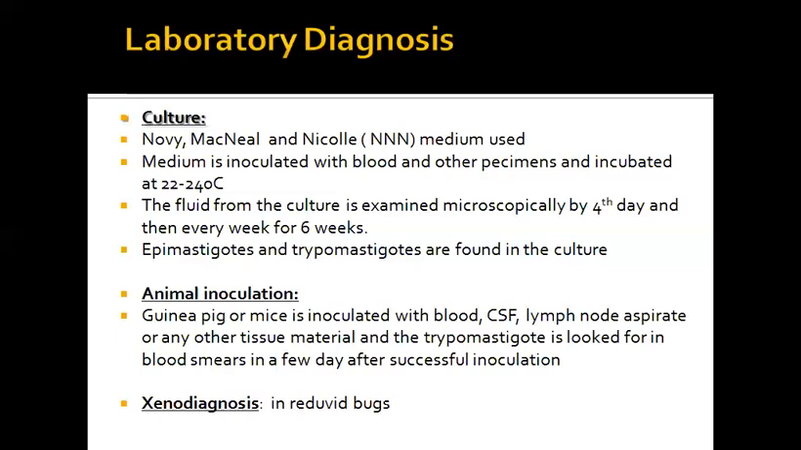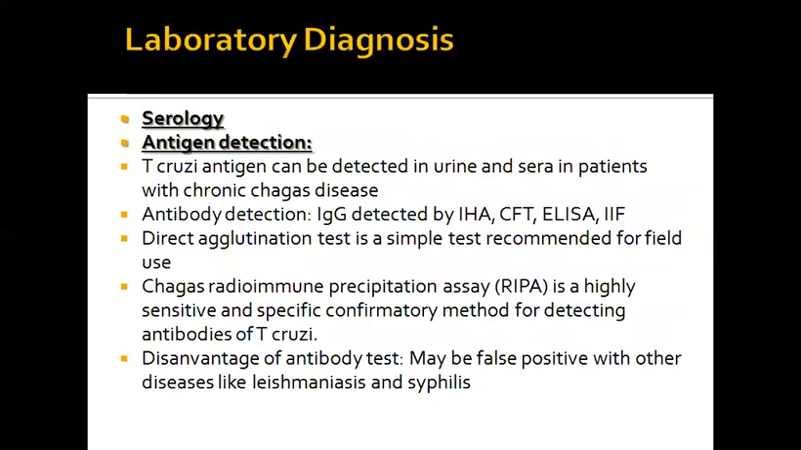Then we can also have animal inoculation. Guinea pig or mice is inoculated with blood, CSF, or lymph node aspirate or any other tissue material taken from the patient, and the trypomastigote form is looked for in the blood smears of the animal in a few days after successful inoculation. So we have to inoculate the specimen in the animal, and then we have to take the blood of the animal and look for the parasites. Xenodiagnosis can also be attempted in the reduviid bug.